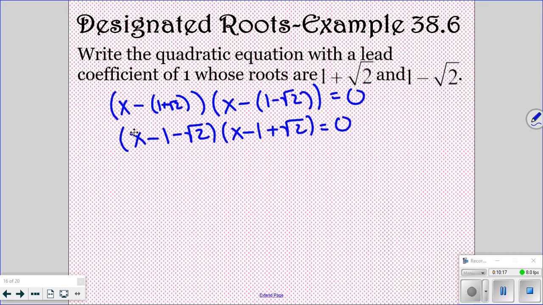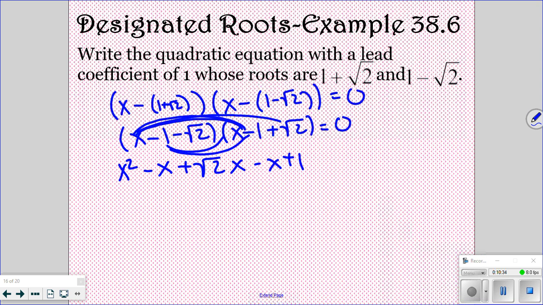Now you have to distribute it. So we're going to have x times x, which is x squared, and then minus x, and then plus the square root of 2x. And then we have minus x plus 1, and then minus the square root of 2. And then we have minus the square root of 2x plus the square root of 2, and then minus 2 equals 0. So those are your 9 terms that you should get.